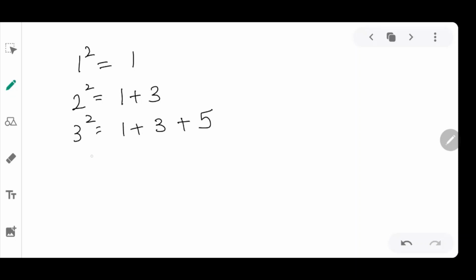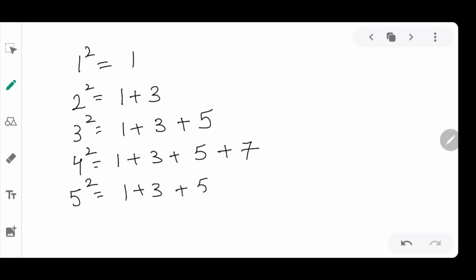Okay, now we will see a pattern in finding the squares. Let's say 1 square is equal to 1. 2 square is equal to 1 plus 3. 3 square is equal to 1 plus 3 plus 5. 4 square is equal to 1 plus 3 plus 5 plus 7. 5 square is equal to 1 plus 3 plus 5 plus 7 plus 9.